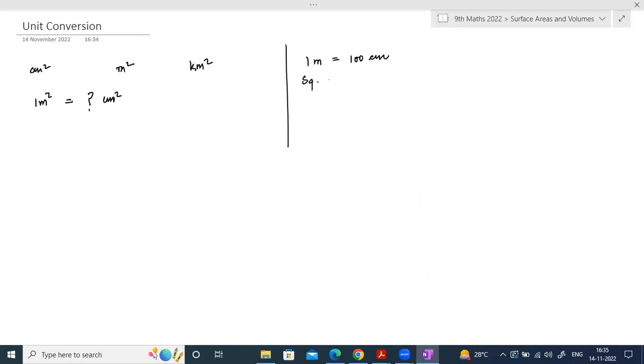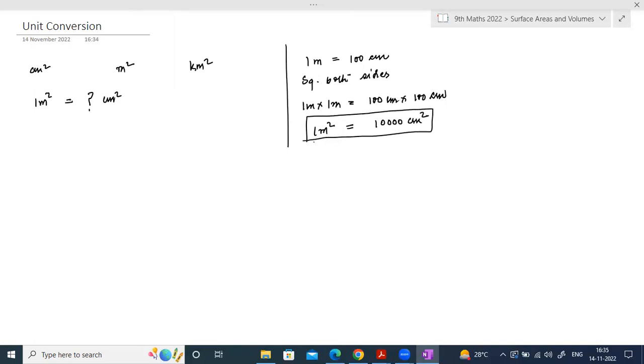If we square both sides, 1 मीटर इंटू 1 मीटर हो जाएगा. और ऐसे ही राइट में क्या होगा? 100 सेंटीमीटर टाइम्स 100 सेंटीमीटर. तो लेफ्ट में 1 इंटू 1, 1 ही रहेगा. मीटर विल बिकम मीटर स्क्वायर एंड 100 इंटू 100 बन जाएगा 10,000. सेंटीमीटर इंटू सेंटीमीटर विल बी सेंटीमीटर स्क्वायर. सो 1 मीटर स्क्वायर इज 10,000 सेंटीमीटर स्क्वायर.